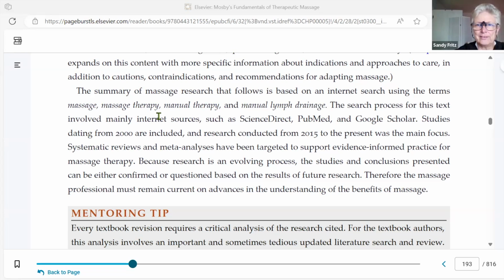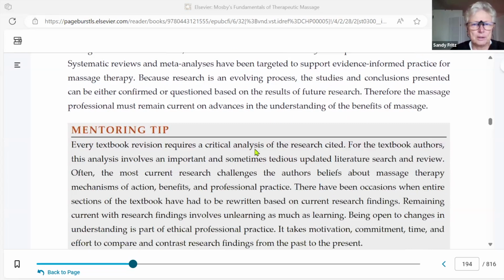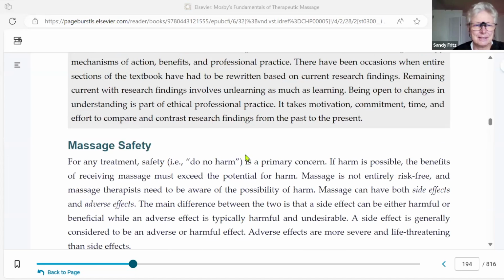And so I looked at all the different databases and used these various search terms. And I have a high confidence level of the information that is presented. So here, this mentoring tip talks about what that process is like.